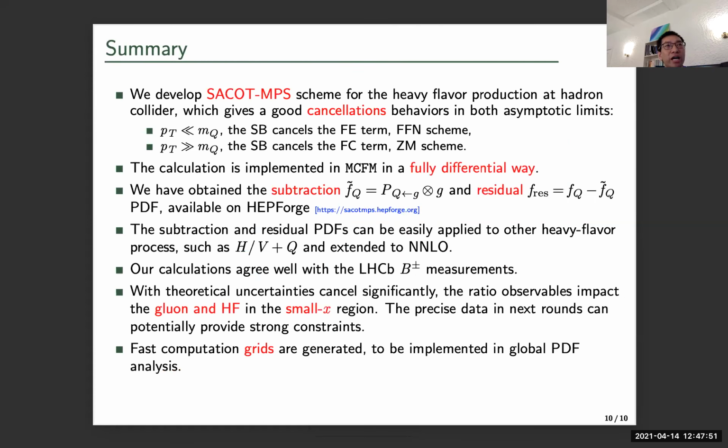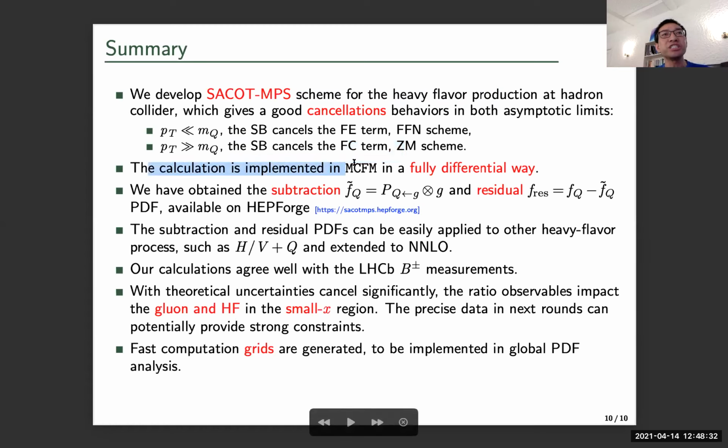So let me summarize what we have here. We developed this SACOT-MPS scheme for heavy flavor production at hadron colliders, and we obtained good cancellations for both asymptotic limits. As I explained, at the low energy limit, the subtraction term will cancel the flavor excitation term, and then the flavor creation term will remain, which corresponds to returning back to the fixed flavor number scheme. At the high energy limit, the subtraction will cancel the flavor creation term, and this will go back to the zero mass scheme. And our scheme will transition smoothly between these two schemes.